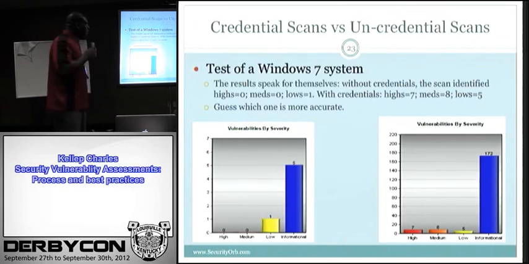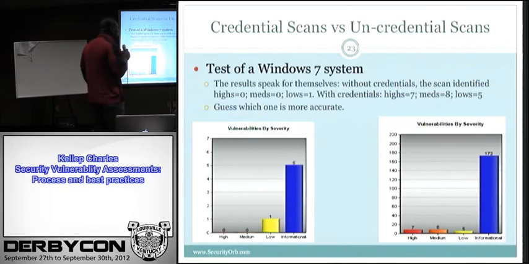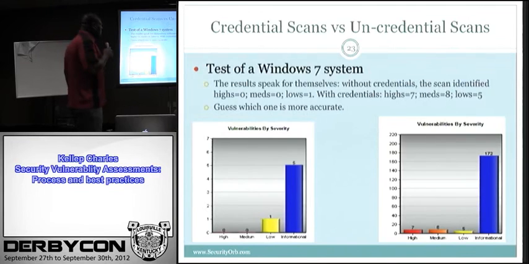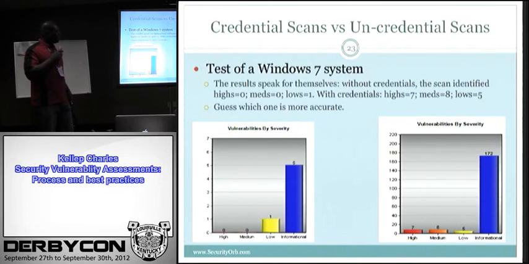172 informational. Again, this was a clean install, but if we did have Adobe, Microsoft Office, and a whole bunch of other applications, the numbers would probably be a lot more, both in the uncredentialed as well as the credentialed scans.